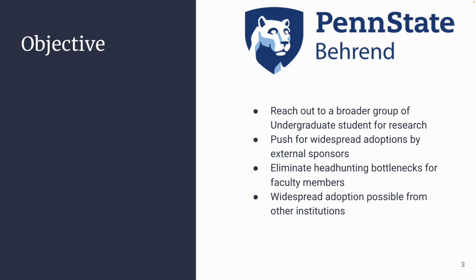As it stands, it is not a widespread, common objective nowadays to have undergrad students doing research at Penn State. We're going to push for widespread adoption by external sponsors eventually. It will also eliminate a lot of bottlenecks for our faculty members doing headhunting for students for their research projects. Also, we are hoping to have widespread adoption of the idea from other institutions as well, to basically push undergrad research into people's roadmaps.